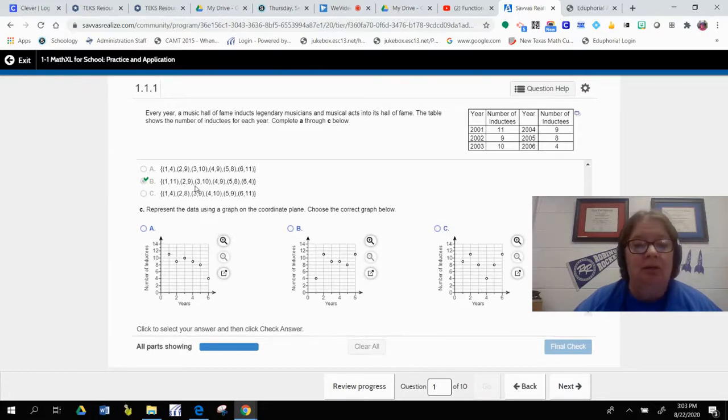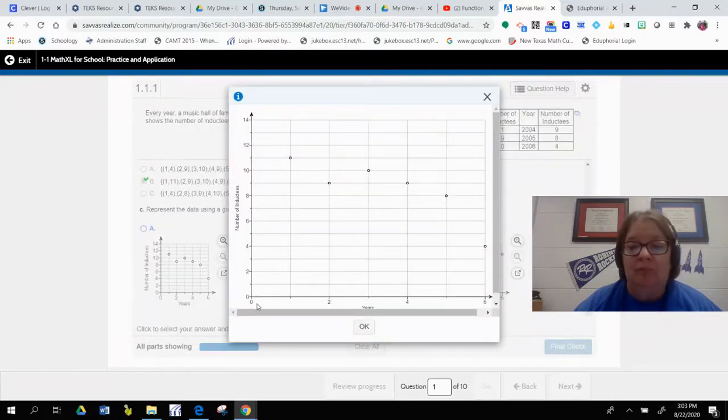What's my next one? 2 and 9. 2 and 9. 3 and 10. Yes. 4 and 9. Yes. Look back at my table. 5 and 8. Yes. 6 and 4. So those are all correct. All the points in that graph are correct. So I'm going to size it back down. Click A.